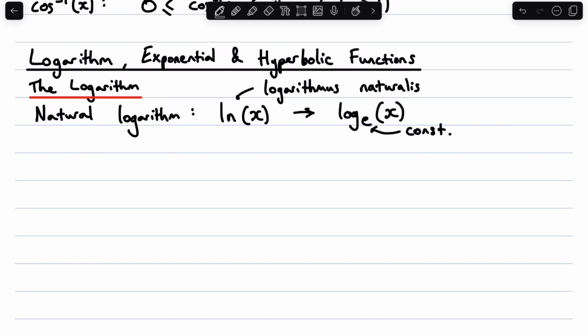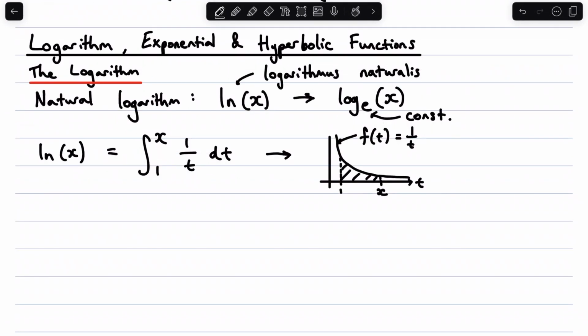And natural logarithm of x can be defined as the integral between 1 and x of 1 over t dt, where t is this dummy variable which, when we integrate it, will be substituted by x. So as you can see, this plot is representing f of t, which equals 1 over t. So it's just a 1 over t plot, and the integral, this shaded area underneath the plot, is what our natural logarithm is defined as, so between 1 and x.